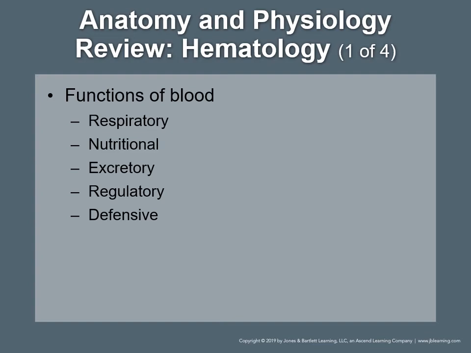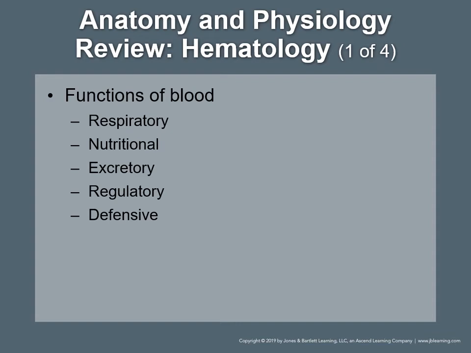A&P review for hematology, blood and plasma. Without blood, we would not be able to live. The functions of blood: respiratory, transports oxygen from the lungs to the tissues and carbon dioxide from the tissues to the lungs. Nutritional, carries nutrients from the digestive tract to cells throughout the body.